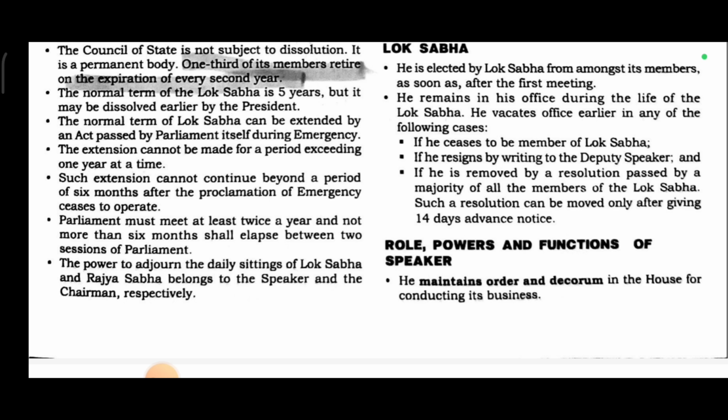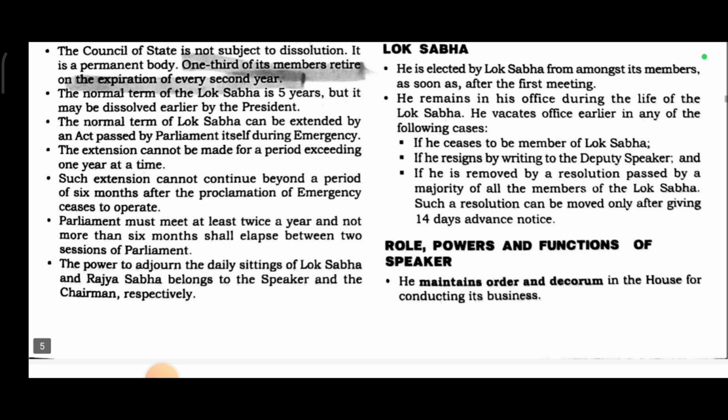Parliament must meet at least twice a year and not more than 6 months shall elapse between two sessions of Parliament. The power to adjourn the daily sitting of Lok Sabha and Rajya Sabha belongs to the Speaker and Chairman respectively.